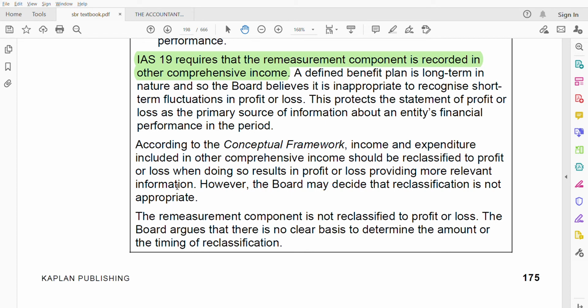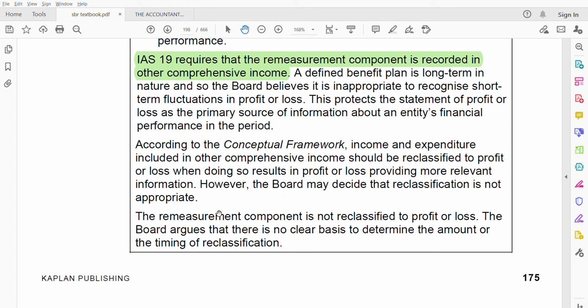If they think reclassification is appropriate, but in this case they don't think it is appropriate, because as they have mentioned before, a defined benefit plan is long term. So in the short term you cannot recognize the fluctuations in the profit and loss account. So the remeasurement component is not reclassified to the profit and loss account.